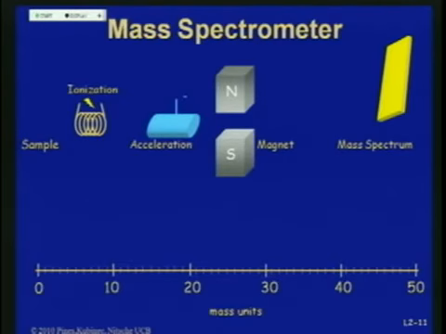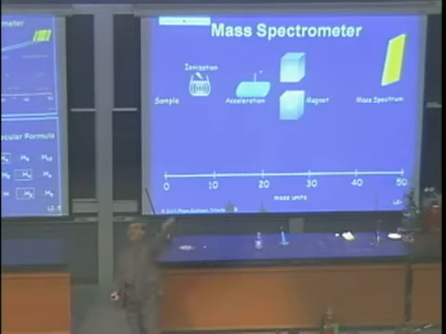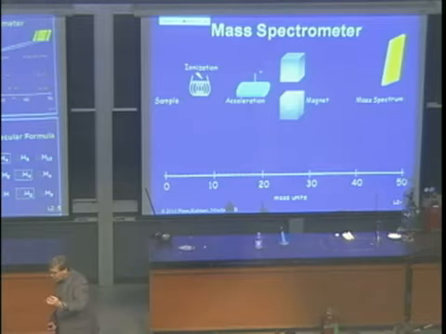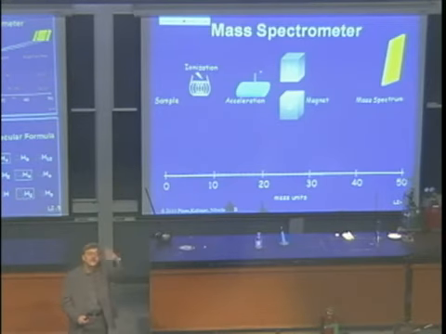So let's see how this works. We have our sample, and we ionize that sample. That means we rip off some electrons, all right? Now the sample is positively charged. We put it in a gas phase, of course, and it's positively charged. The whole thing happens in vacuum, so that there's no oxygen interfering.